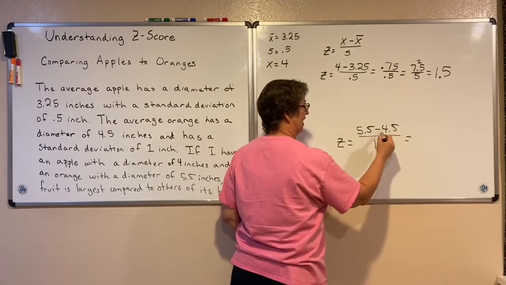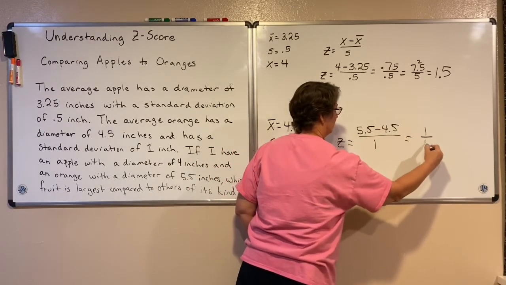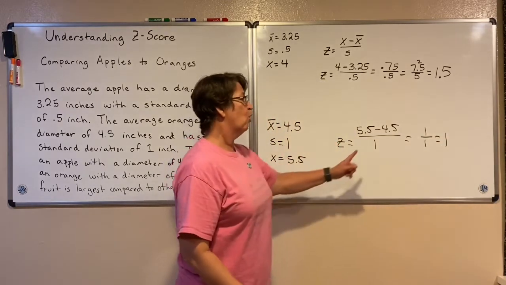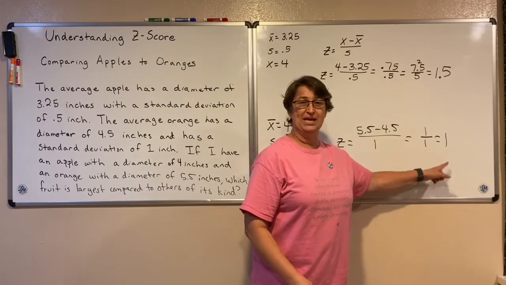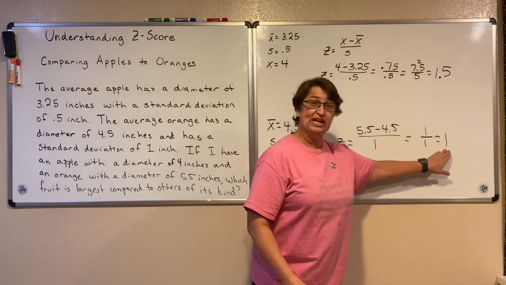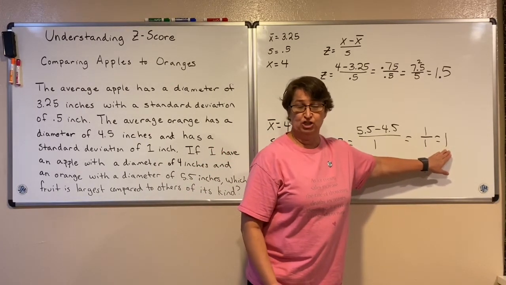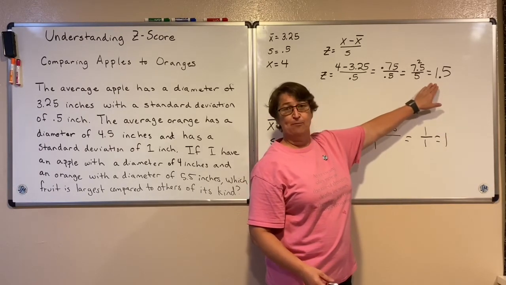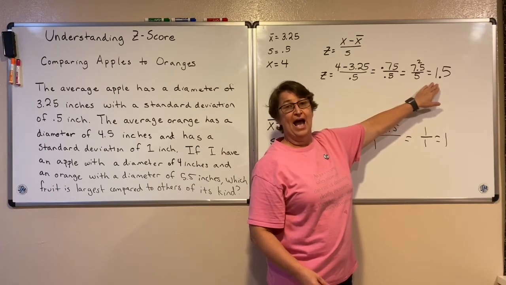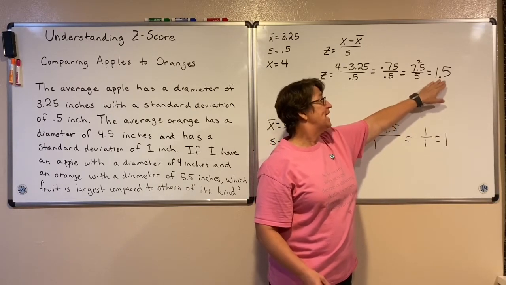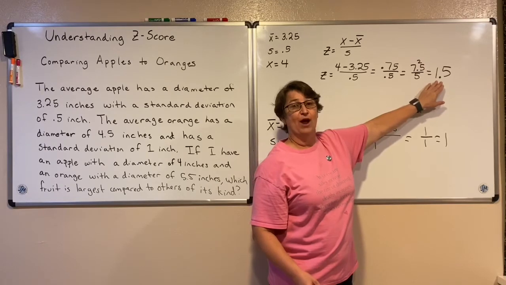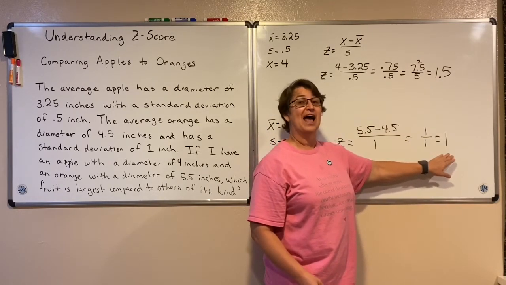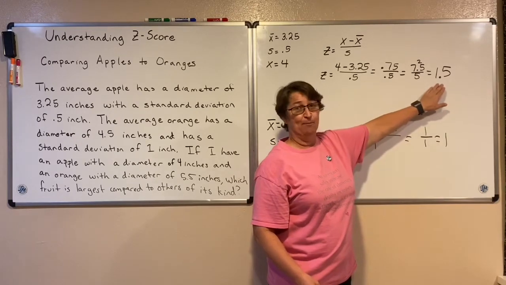So 5.5 minus 4.5 is 1. 1 divided by 1 is just 1. So this is 1 standard deviation from the mean. This orange is closer to average. It's closer to an average orange than this apple is to an average apple. This one's bigger compared to the other apples. While this one is above average, it's not as above average as the apple is.